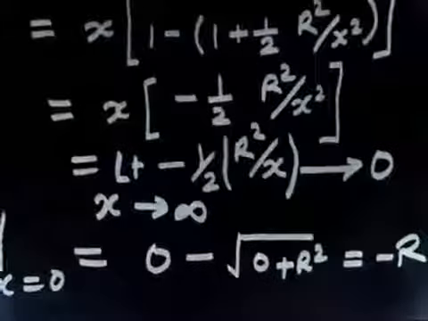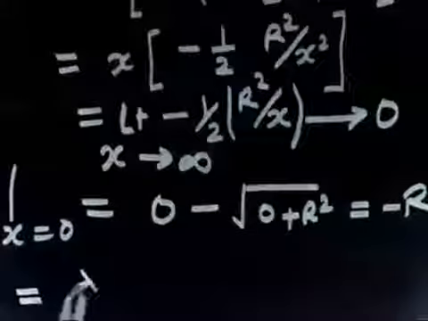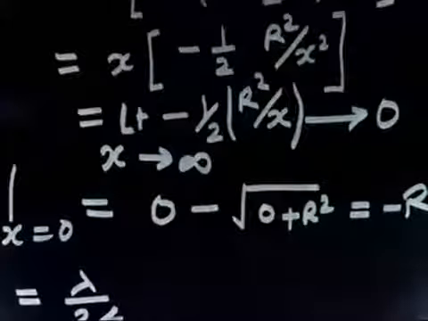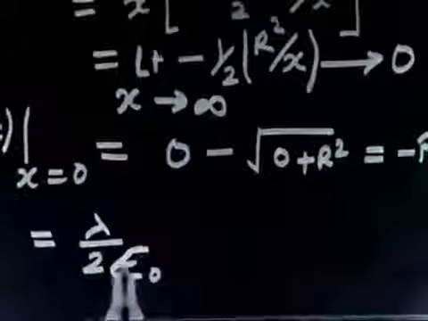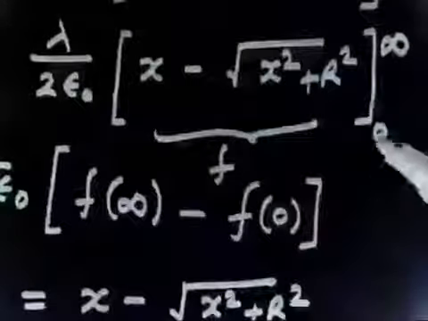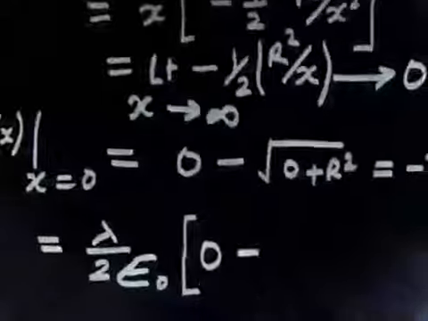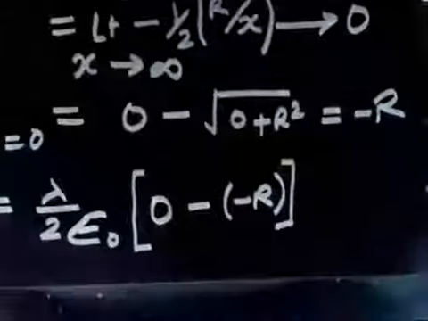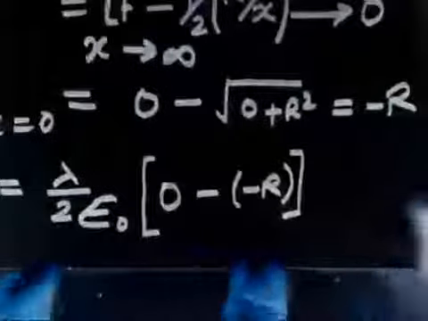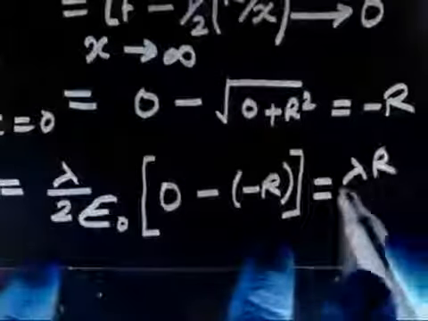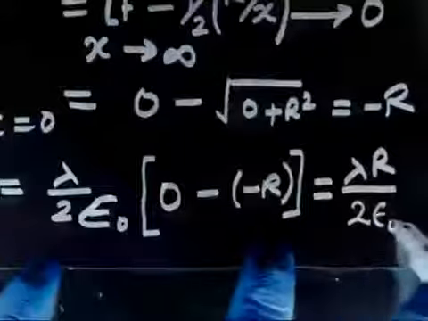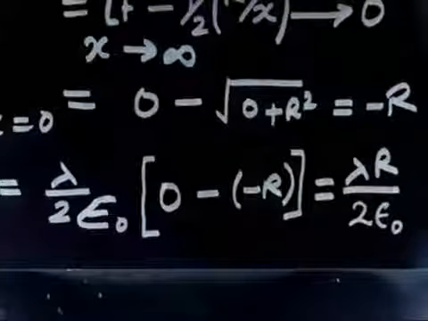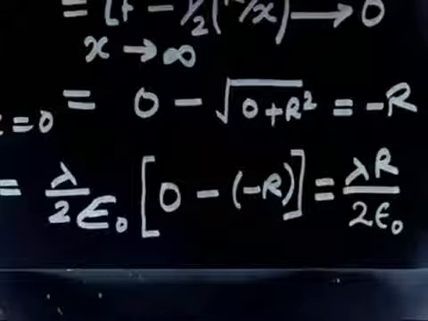Now if you plug these values here, so finally you will have lambda by 2 epsilon naught into function value at infinite minus function value at 0. So the function value at infinite is 0 minus the function value at 0, that is minus r. So finally we will have lambda r by 2 epsilon naught. Are you getting or not? So this will be the final flux you will have in this situation.